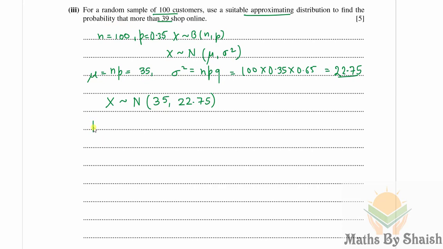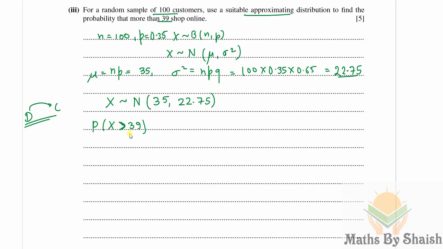So now from the normal distribution we know that if we need to get the probability of more than 39, it is going to be probability of x more than 39. It is continuous data, so we will not take this as equality, so it is always going to be greater than 39 only. Another thing is, when we are approximating a discrete random variable to a continuous random variable, we need to do the continuity correction as well.